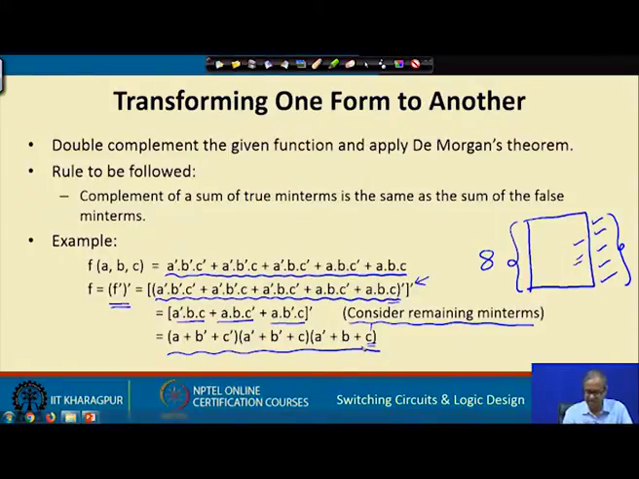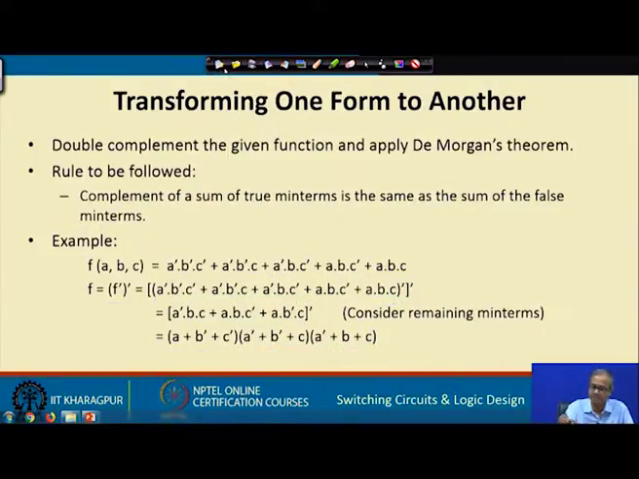Now, see, for this example, the sum of product had 5 terms, but product of sum is having 3 terms. It will be smaller, but it may not be the same for all the functions. For some functions it can be the other way around also. Okay.